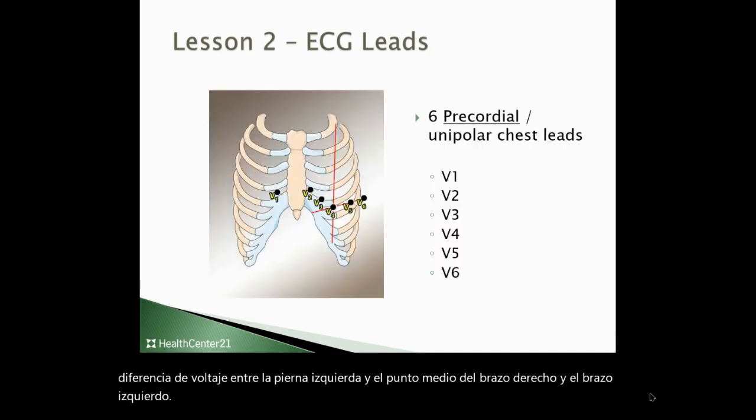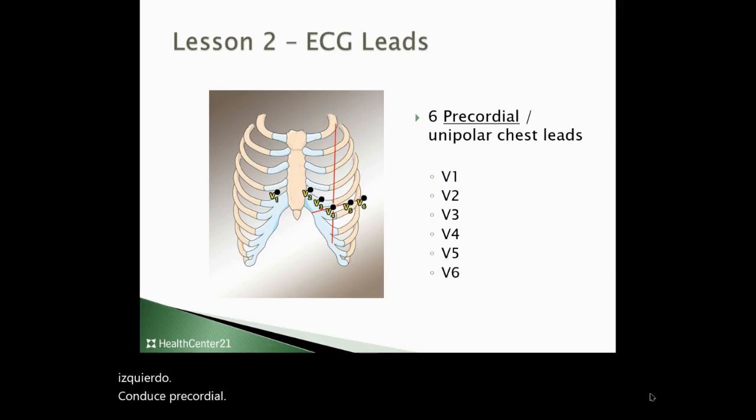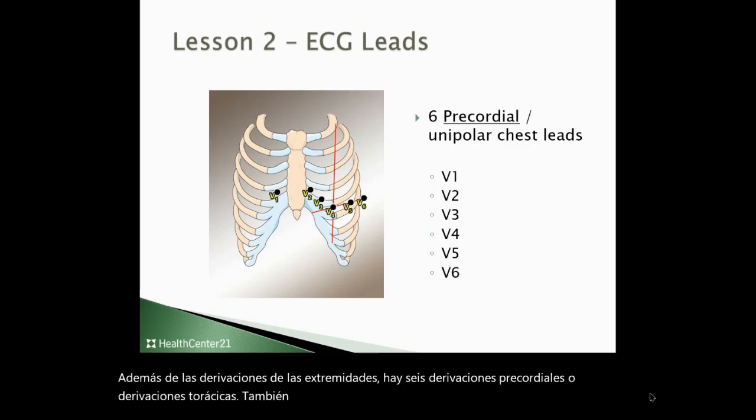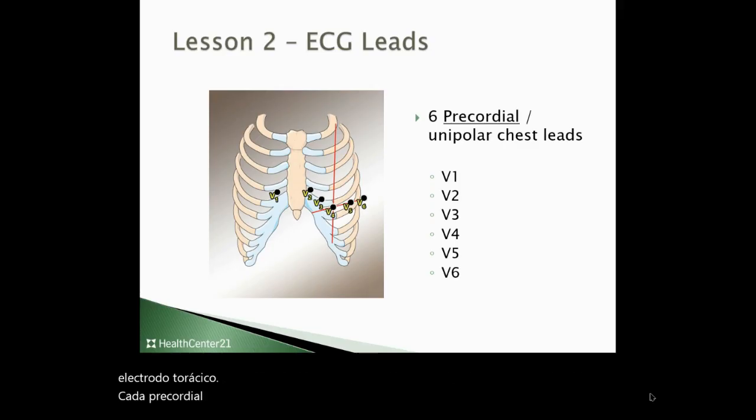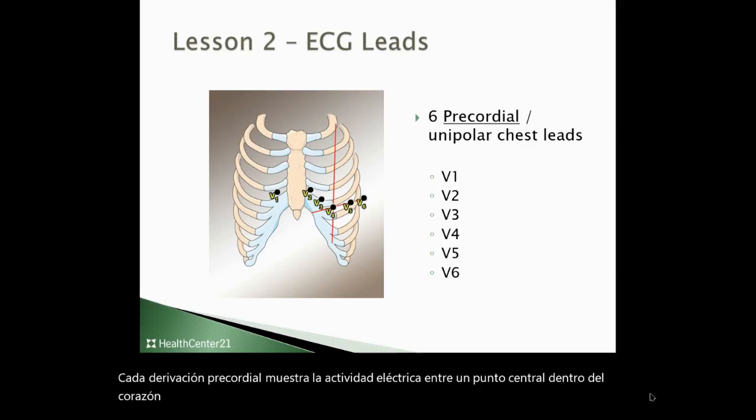Precordial leads. In addition to the limb leads, there are 6 precordial leads or chest leads. They are also unipolar leads. In this case, they each monitor one chest electrode. Each precordial lead shows the electrical activity between a central point within the heart and a specific site on the front of the chest. 6 electrodes are placed across the chest in a certain pattern.